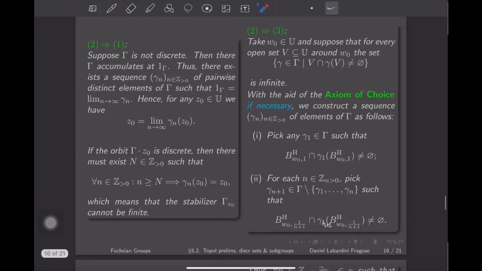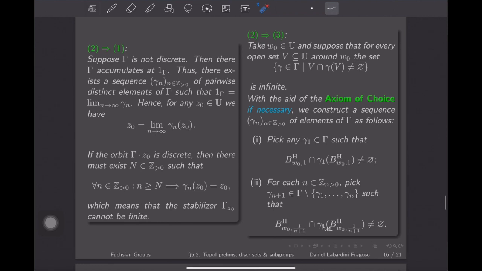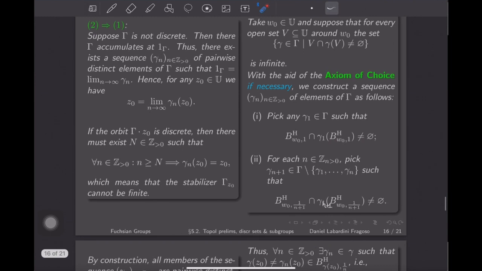And then here, just some discussion about the axiom of choice, right? The point is that of course, when I consider this radius 1, I can pick one with this property, and for n plus 1 I can pick one with that property.